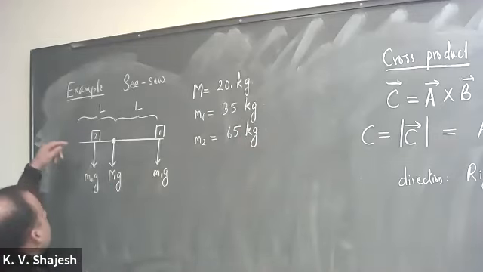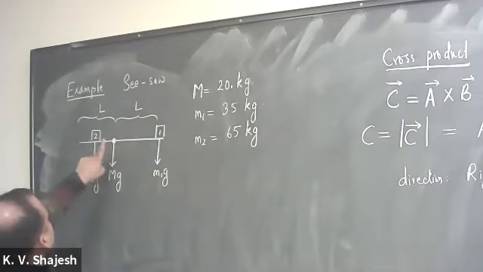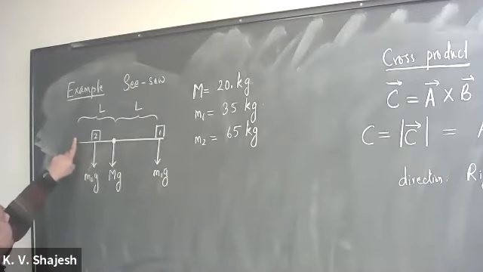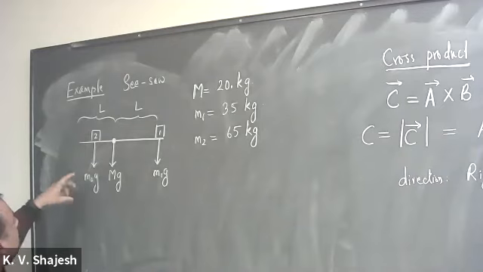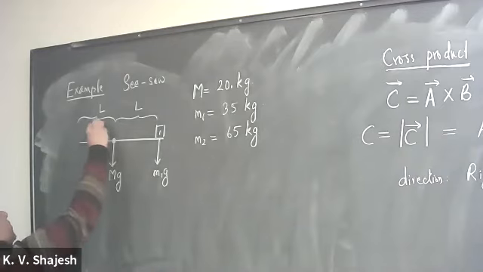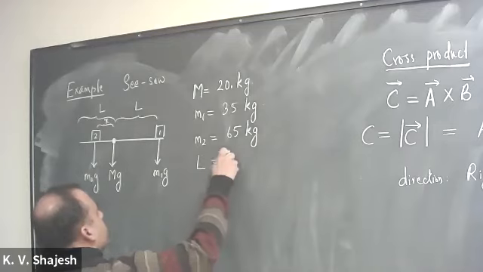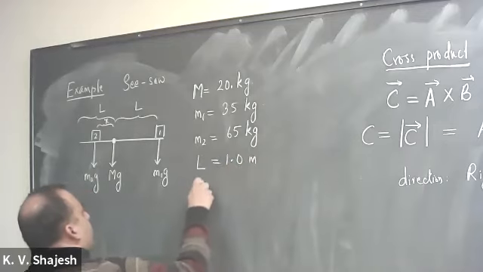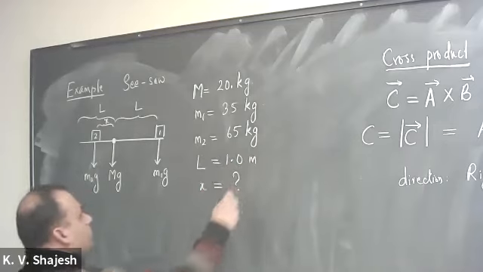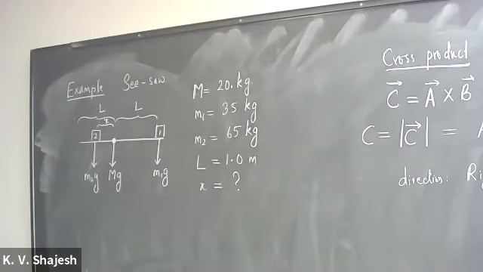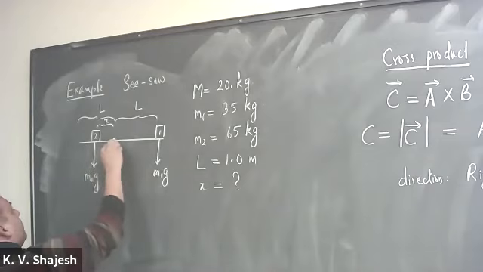It's clear, probably intuition, that if you were to sit right exactly at L, the left-hand side, the torque will be significantly larger. So you would have to balance it by sitting closer. So the question is, if L was equal to 1 meter, how much should X be equal to?